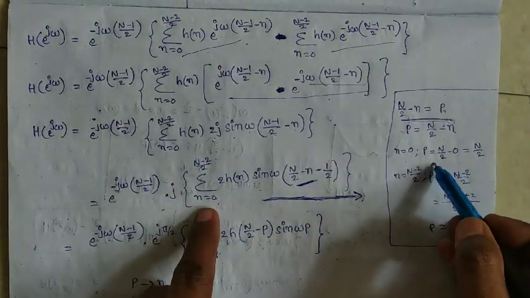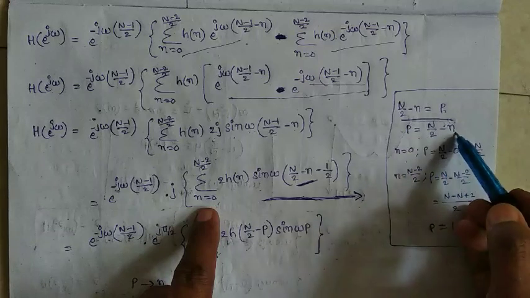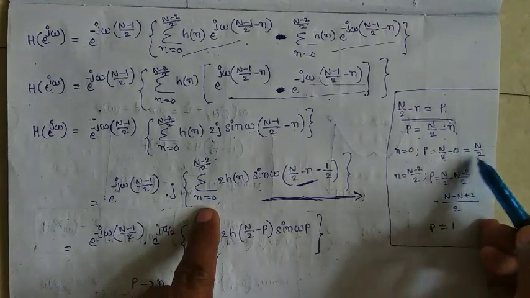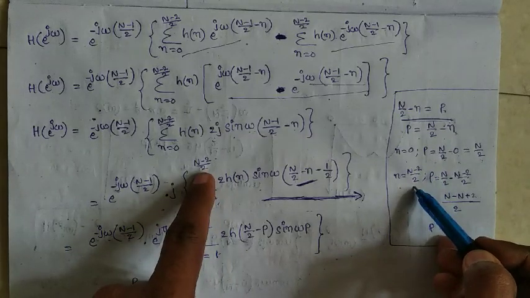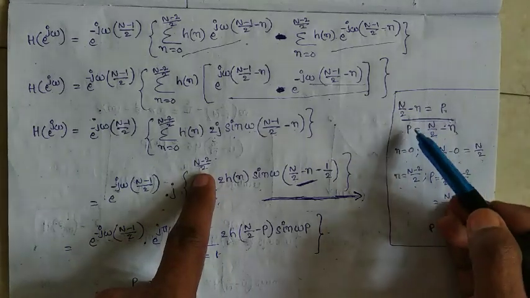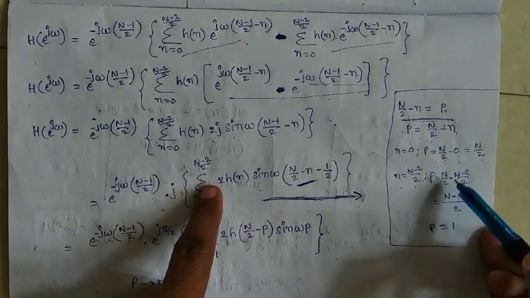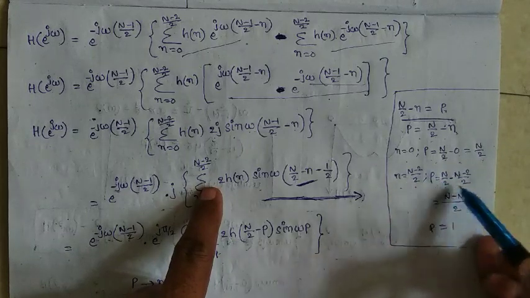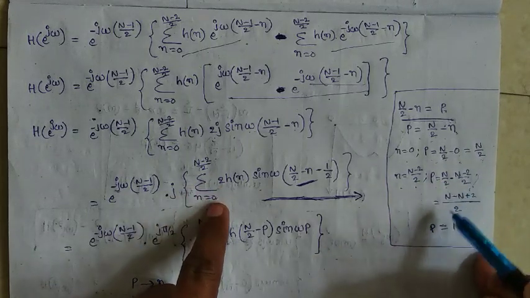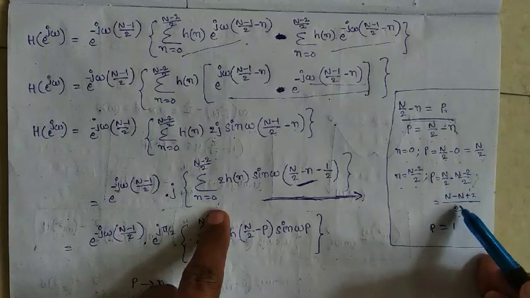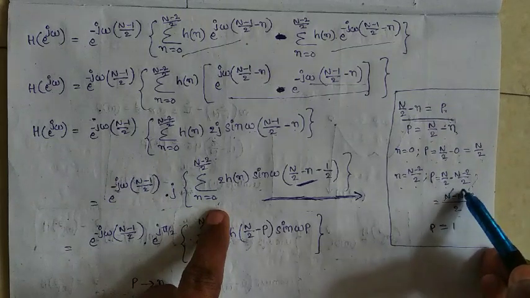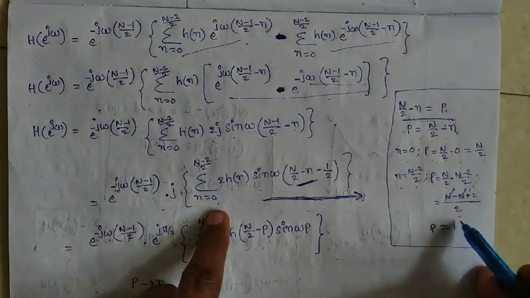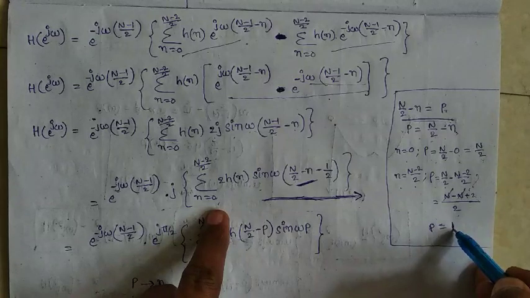Here n is equal to 0. Here p is equal to N by 2 minus 0, it is N by 2. Similarly n is equal to (N minus 2) by 2. What is the p value? P is equal to N by 2 minus (N minus 2) by 2. LCM is 2. Here N minus (N minus 2), so minus N plus 2. Here N gets cancelled, it is 2 by 2. Here the p value is 1.